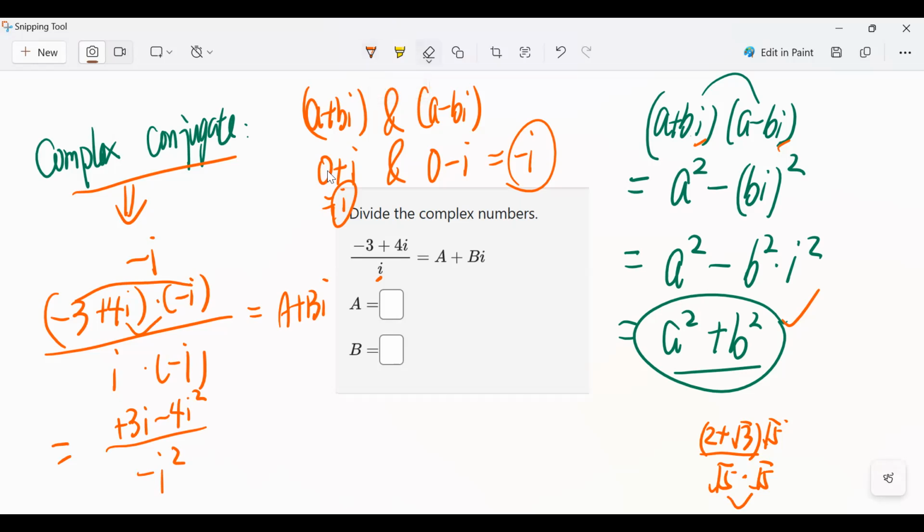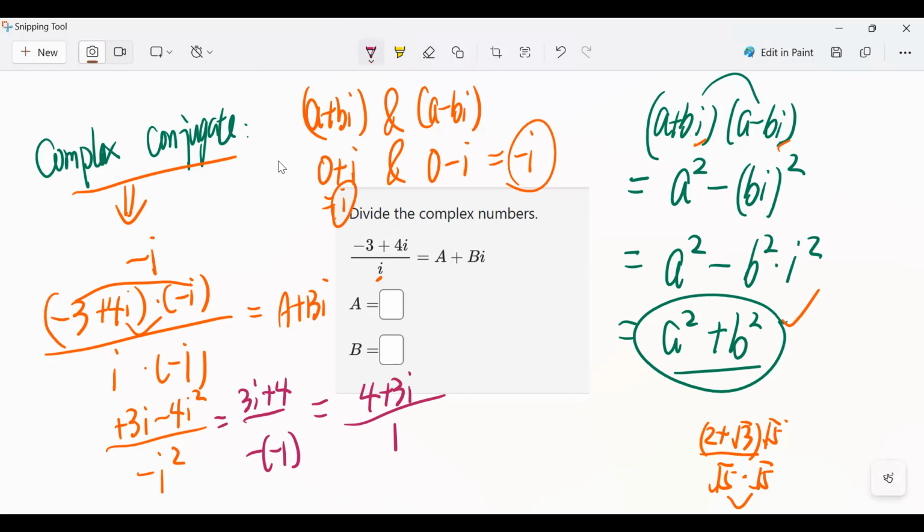Yeah, so carry over this, because i squared is negative 1, so on the bottom it becomes negative 1. On the top will be 3i plus 4. This is i squared is negative 1. Negative 1 times negative 4 is 4. And then you're going to rearrange it: 4 plus 3i as a complex number over 1.